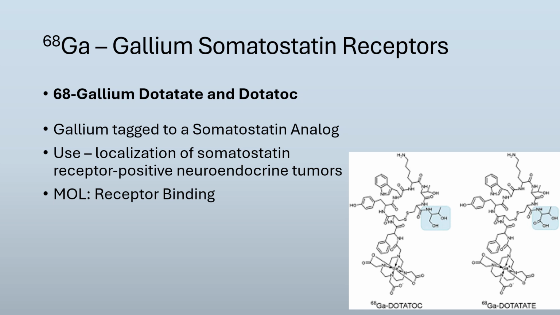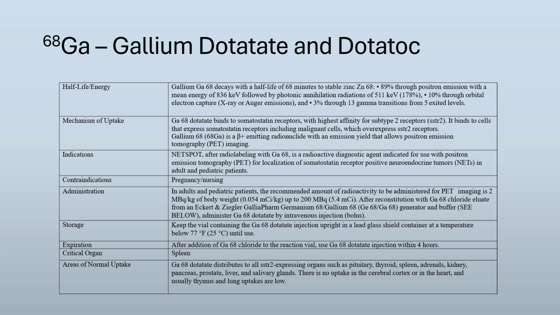So the first one we'll talk about is gallium-68 dotatate and DOTATOC. There are only slight differences between dotatate and DOTATOC. They are both somatostatin analogs, and they're used for localization of somatostatin receptor positive neuroendocrine tumors. The method of localization is receptor binding. This is a package insert that gives you a little bit of information, particularly on NetSpot, which is the gallium-68 dotatate.